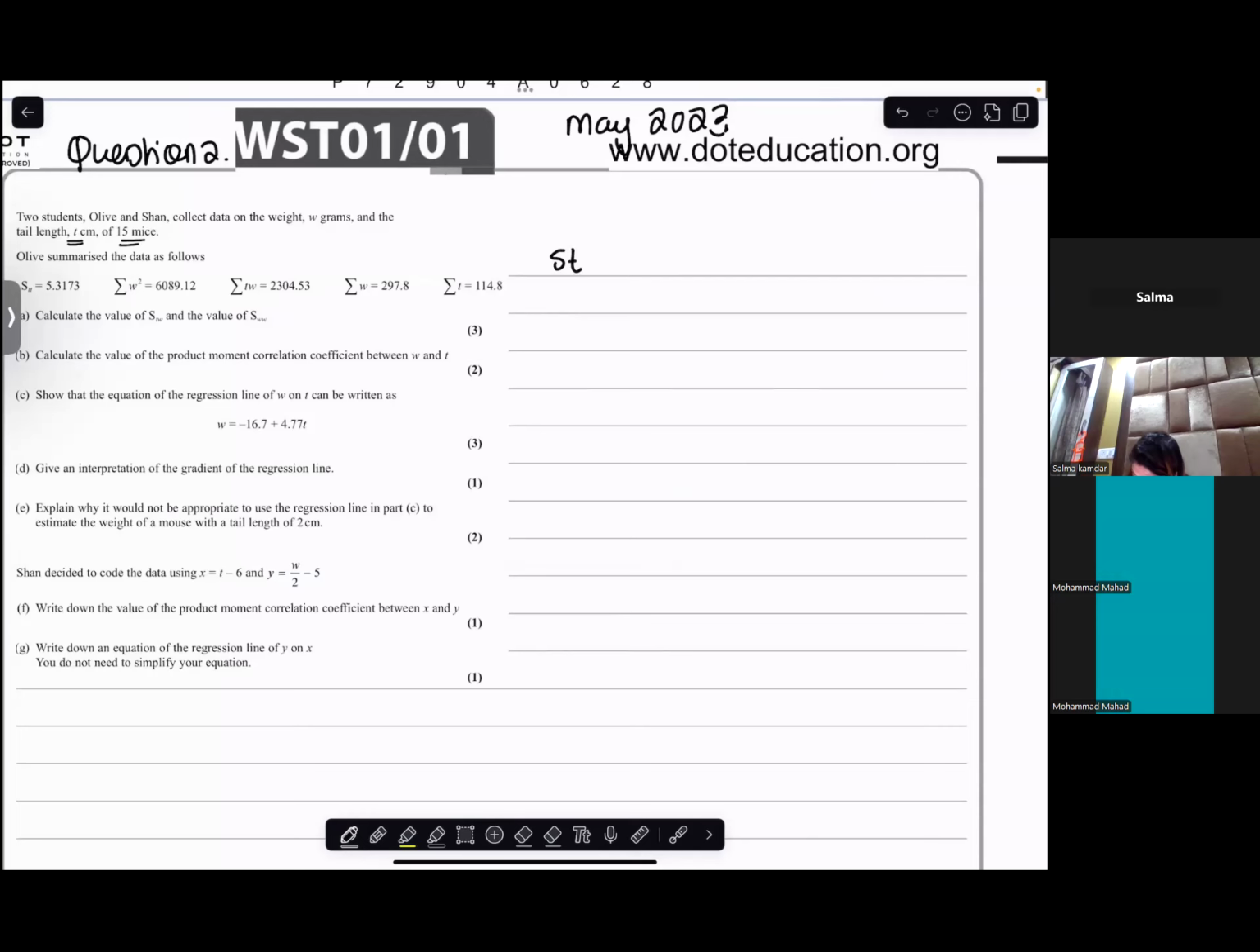So how do I calculate STW? STW is going to equal sigma TW minus sigma T into sigma W, divided by N. Then I have sigma TW, sigma T and sigma W, divided by N. What is my N? 15. So what am I going to get for STW?